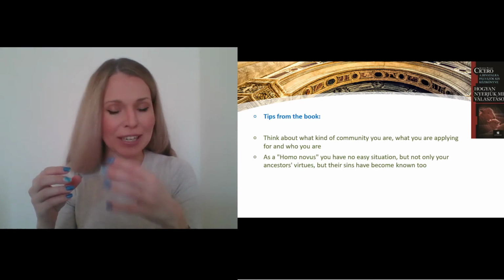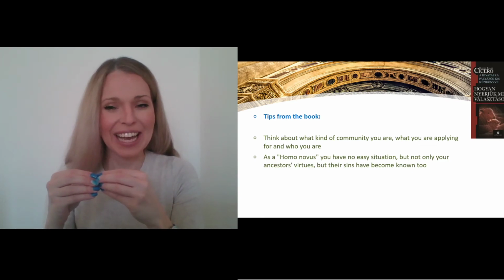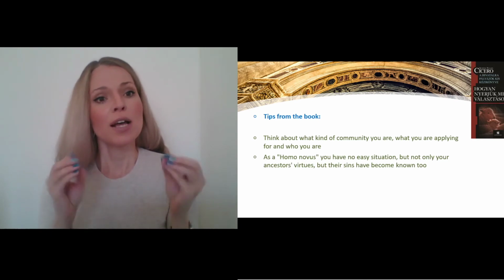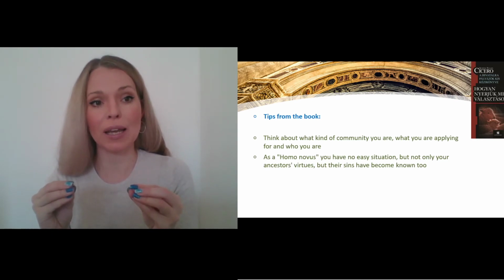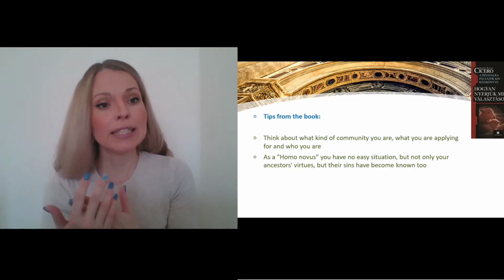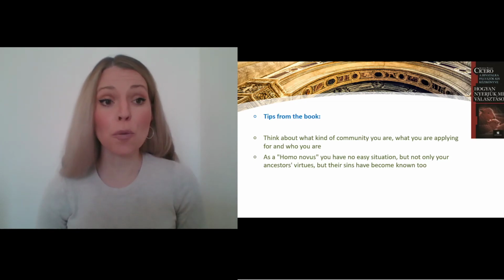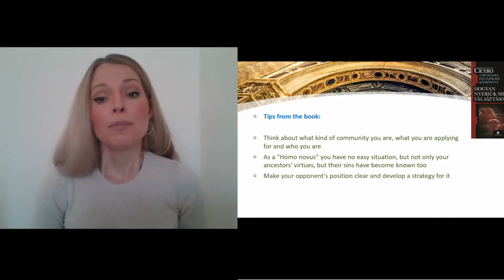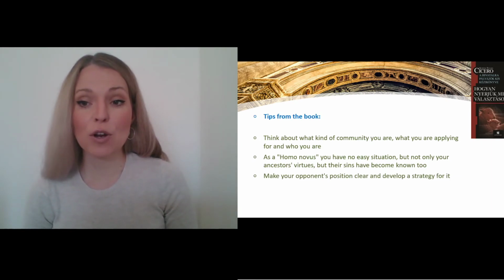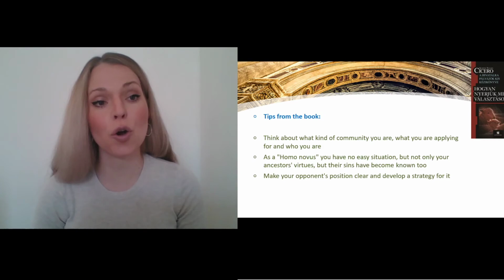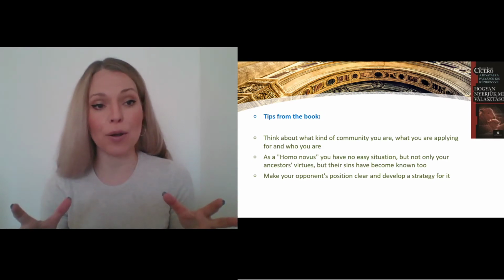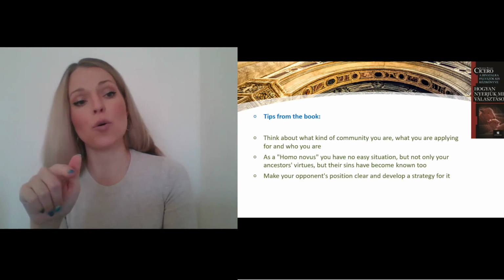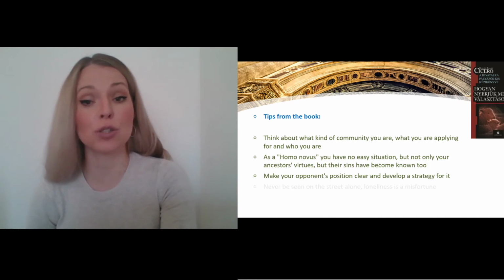Enemy creation. That's what I'm trying to spit out. So practically, you need to create an enemy, and your opponent needs to be shown as a super negative character. Make your opponent's position clear and develop a strategy for it. So practically your opponent needs to be stripped down and purified, and you tell that this person wants this, has already done all this negativity, and now this strategy is the wrong one.